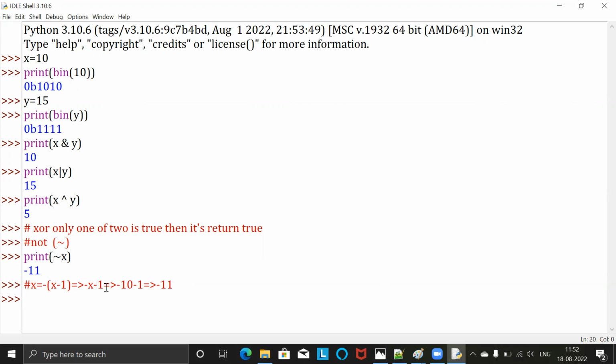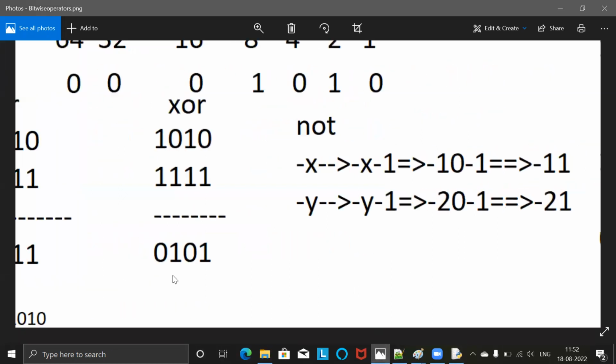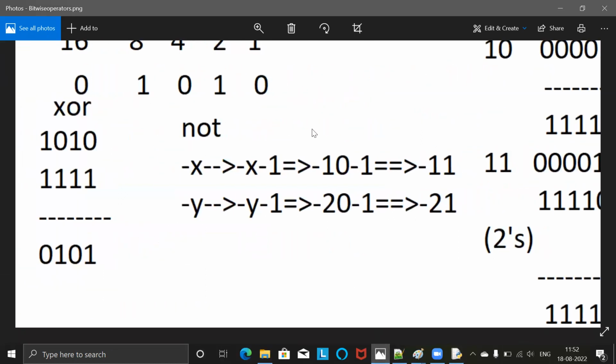Here I got one doubt: are the values 10 and minus 7 similar or not? Are they the same or not? Yes, it is exactly the same. I have written how this is the same.